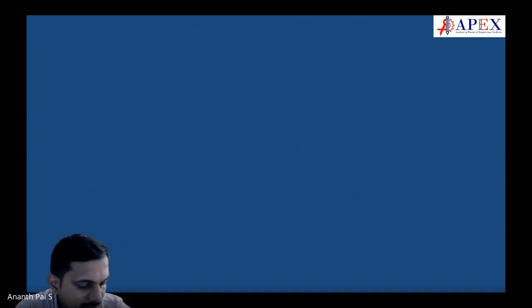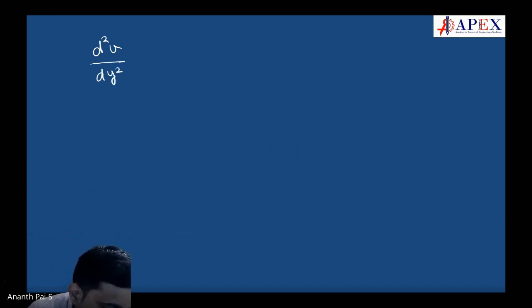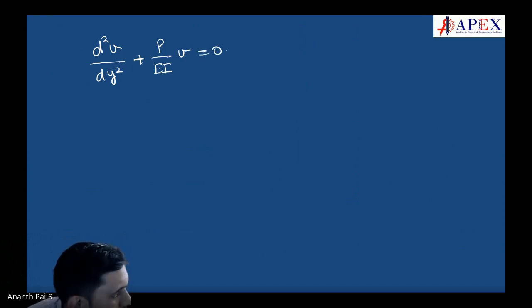Next. So I can write here. Okay. I can also write by defining. I'll write this as d square v by dy square plus p by EI into v is equal to 0.